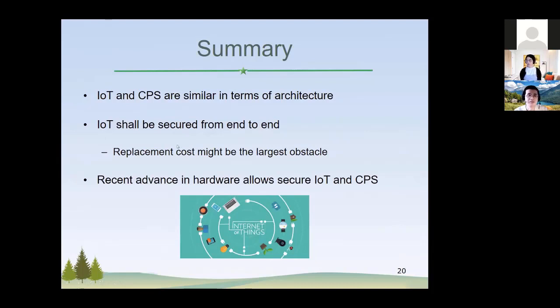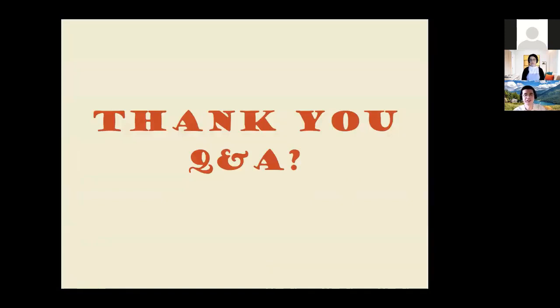The only thing is, because there are so many buildings, you cannot replace all of them with new devices. The replacement cost may be the largest obstacle to securing our devices. Money is a big problem, right? Here I want to emphasize that recent advances in hardware and other things allow secure IoT and CPS. So this is basically what I tried to talk about.